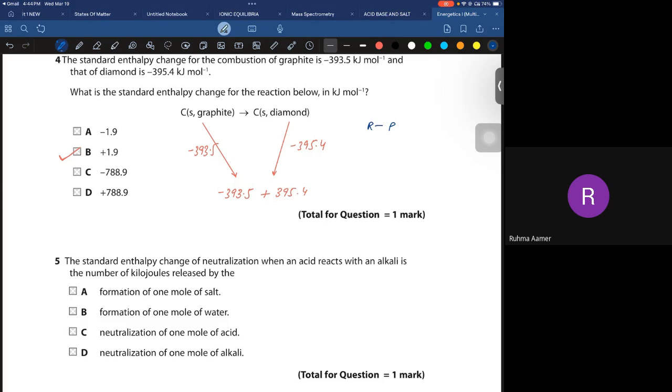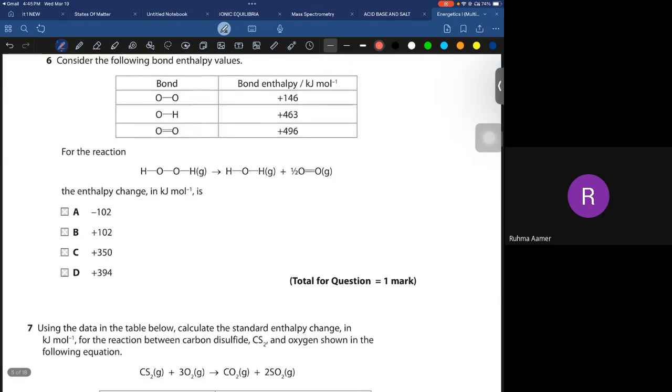So of course, if you know the definition, you would be writing down the answer. But if you don't know the definition of a standard enthalpy change of neutralization, you won't be able to do this question. Right now, I'm telling you the definition of neutralization. So according to that definition, the answer is B for ball, because in this process, 1 mole of water is going to be formed when acid reacts with an alkali, and this is neutralization.